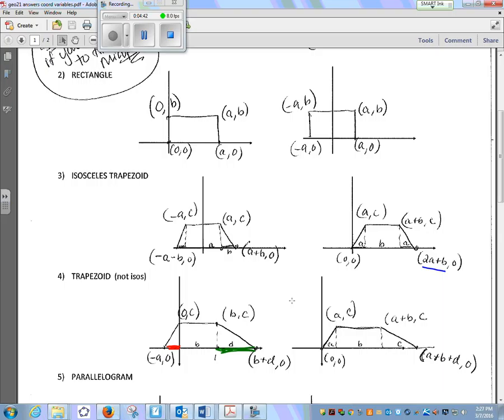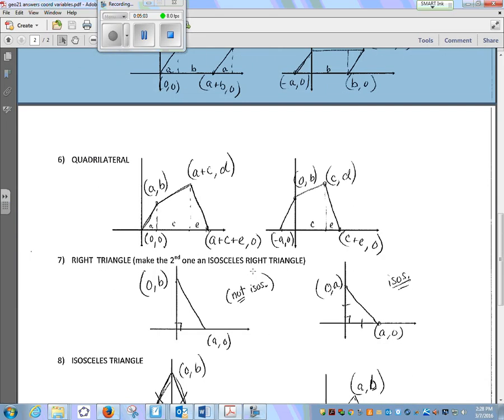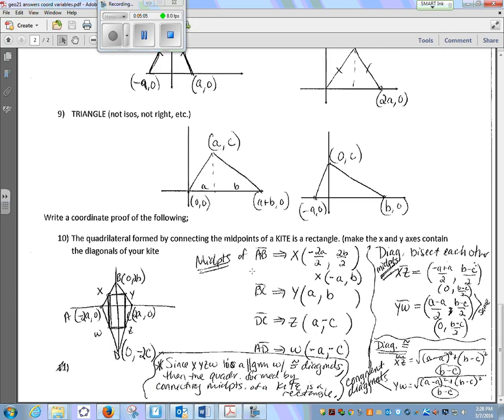Or if the proof just says trapezoid and doesn't specify isosceles, you have to assume it should be not isosceles. Because every time you do a proof, you don't want it to be about something too special, more special than what they're asking you to do. Okay, so these answers are posted online, and so you should check those.